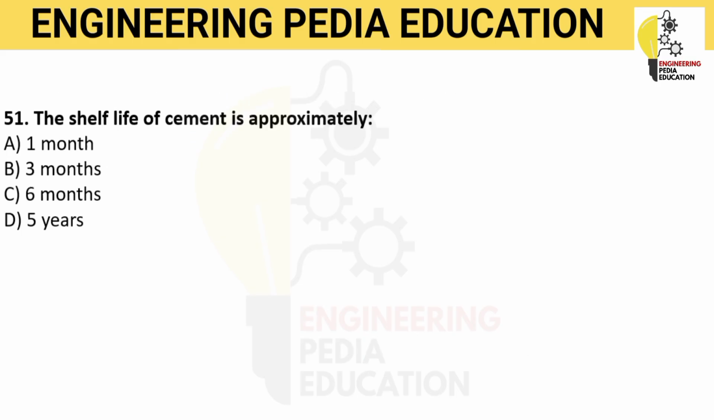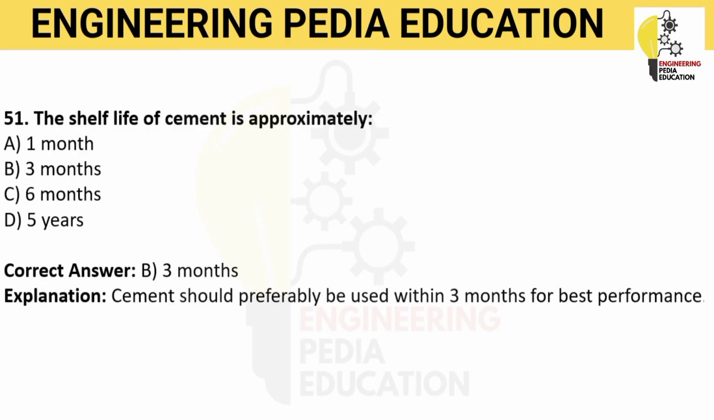The shelf life of cement is approximately 1 month, 3 months, 6 months, 5 years. So the correct answer is 3 months. Cement should preferably be used within 3 months for best performance, as moisture should not get in; it should be kept in a dry place for better performance. Best within 3 months, as after 3 months there is a chance of moisture getting into the cement. Cement should be of good quality to give the best performance.